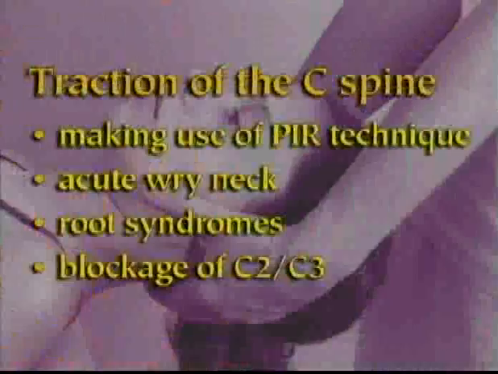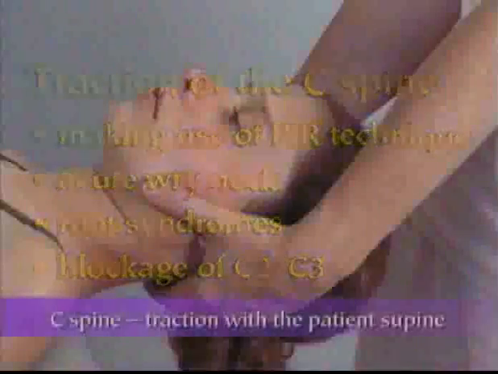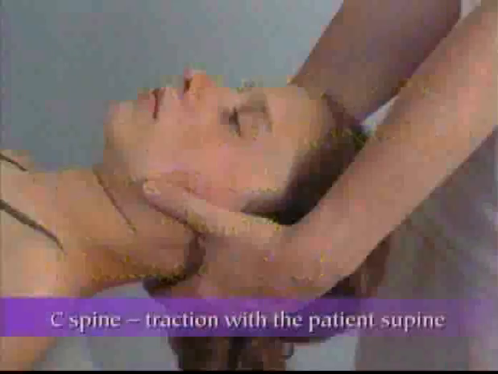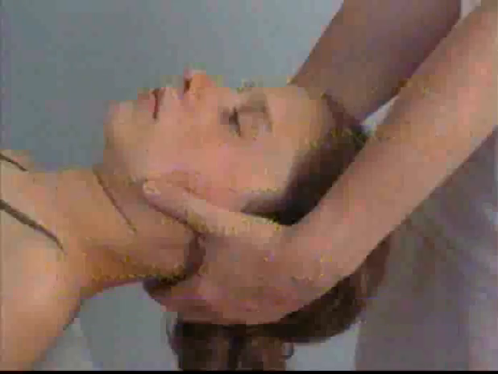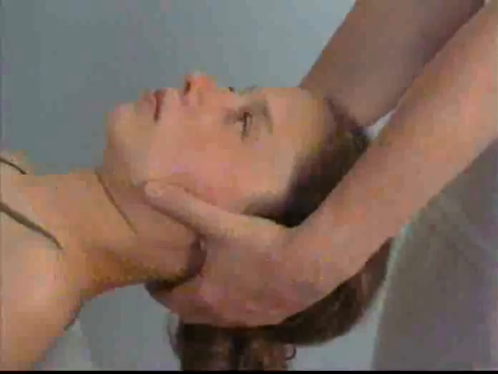For cervical traction, we regularly make use of post-isometric relaxation. This is indicated mainly in acute wry neck, in root pain, and also in C2 to C3 movement restriction. The patient may be supine or seated. If supine, the patient's head is over the end of the table, cradled in our hands.